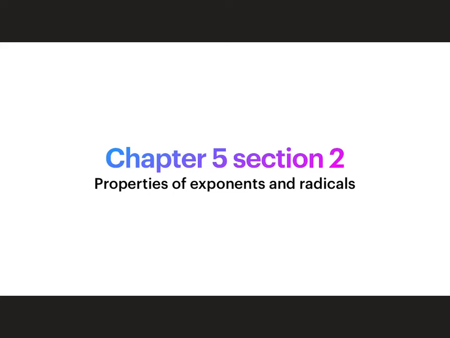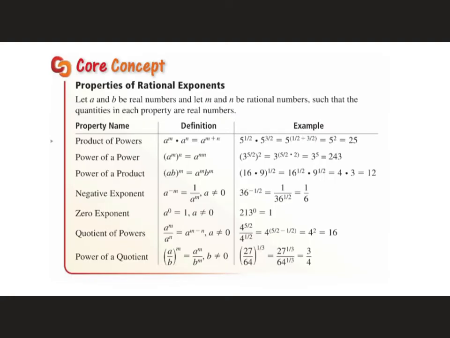Alright, so chapter 5, section 2, we're continuing with what we did in 5.1, but now we're going to look at some properties of exponents and radicals. So we're still dealing a lot with radicals and exponents. Now we're going to see what all we can do with them. So these are a list of properties of rational exponents.